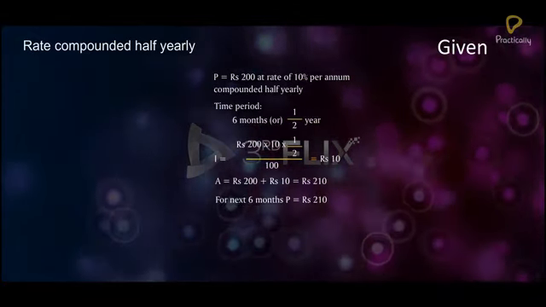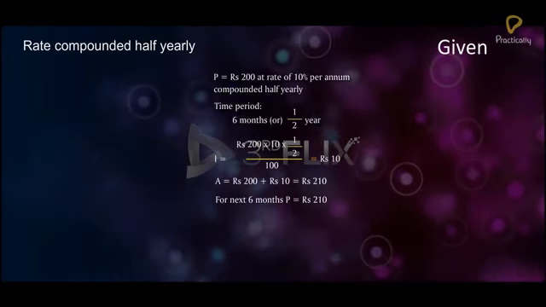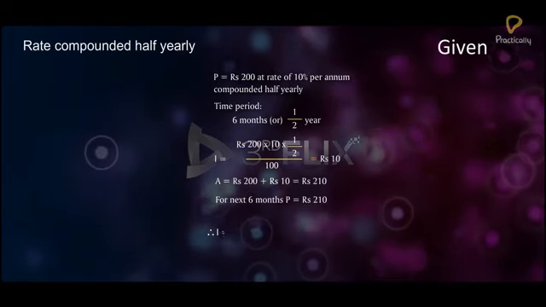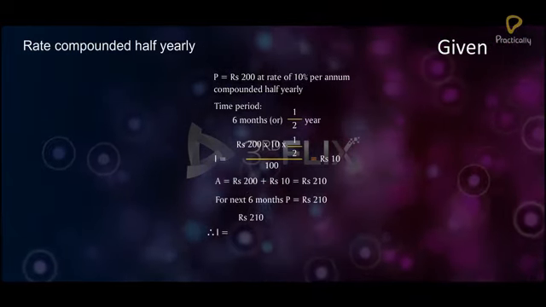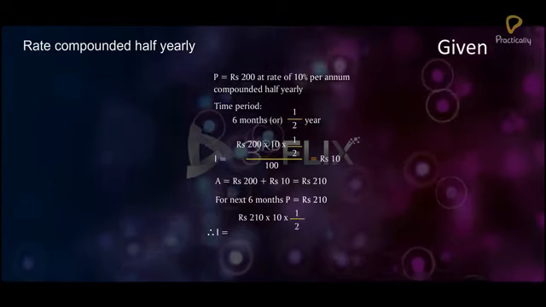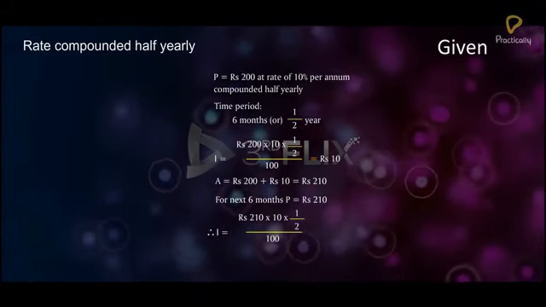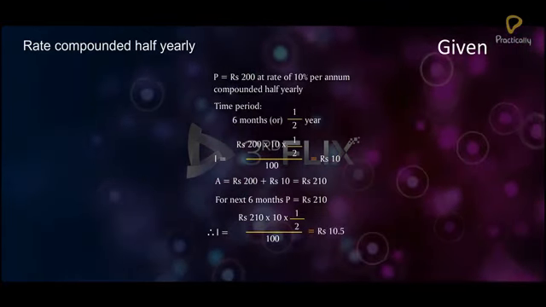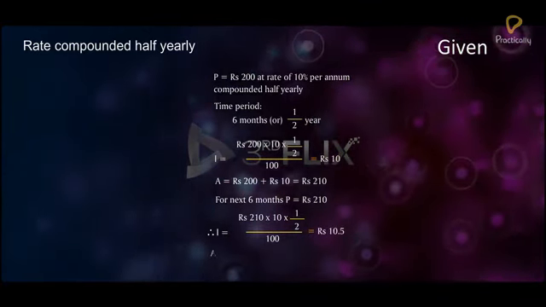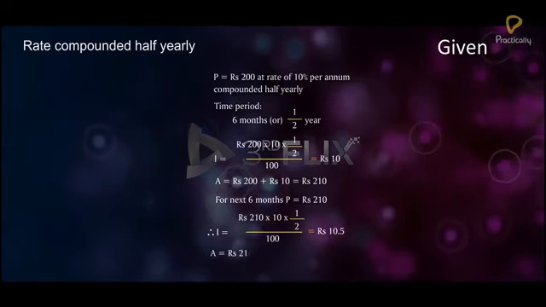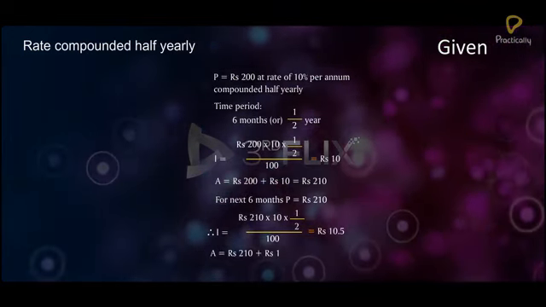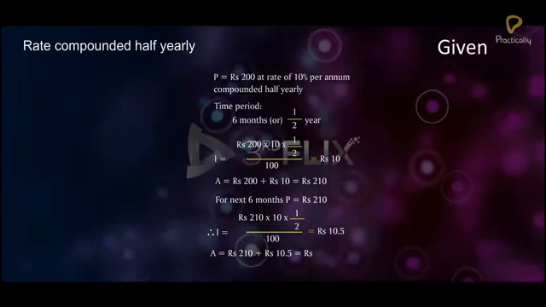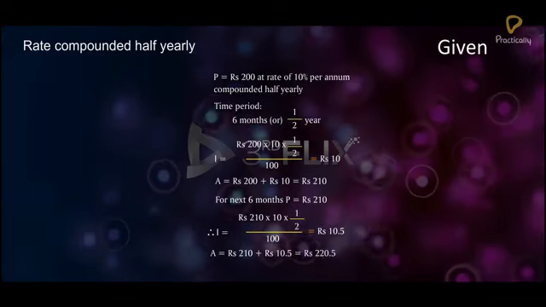For the next 6 months, P is equal to 210. So, I is equal to 210 into 10 into half, whole divided by 100, which is equal to rupees 10.5. A is equal to rupees 210 plus 10.5, which is equal to rupees 220.5.